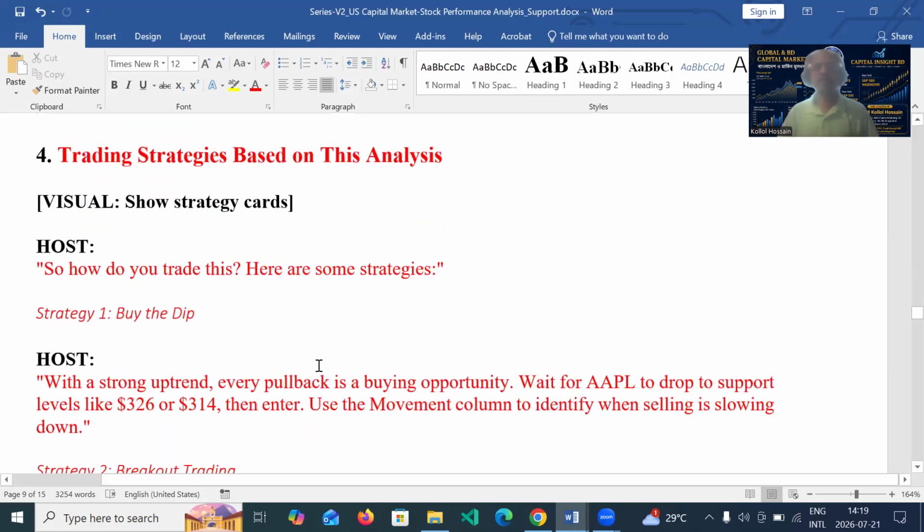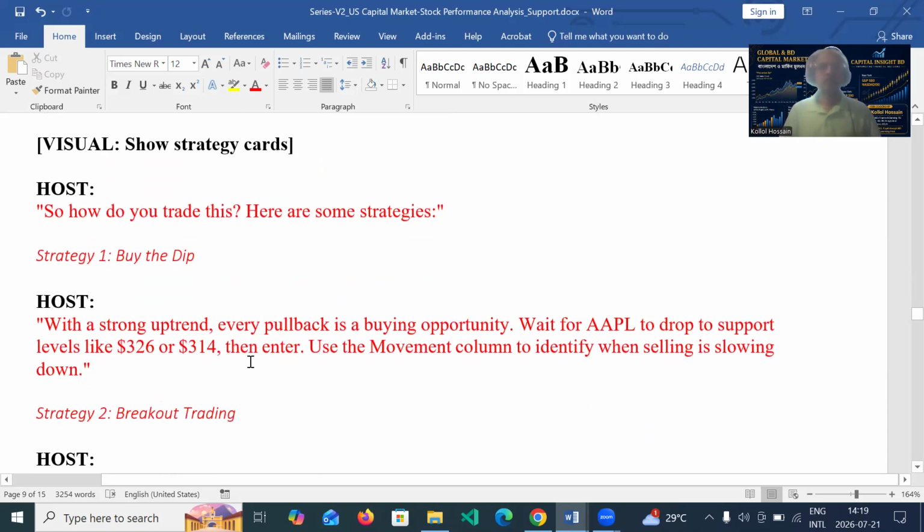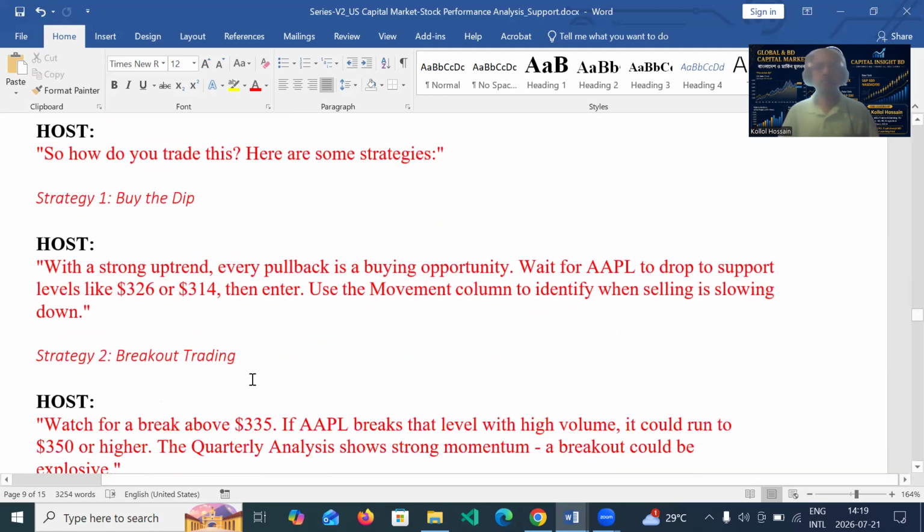So, trading strategy based on this analysis. So how do you make this? Here are some strategies. Strategy 1, buy the dip. With a strong uptrend, every pullback is a buying opportunity. Wait for Apple to drop to a support level like 326 or 314, then enter. Use the movement column to identify when selling is slowing down.